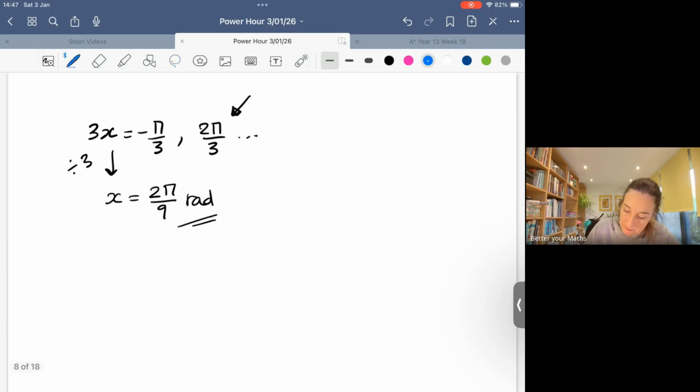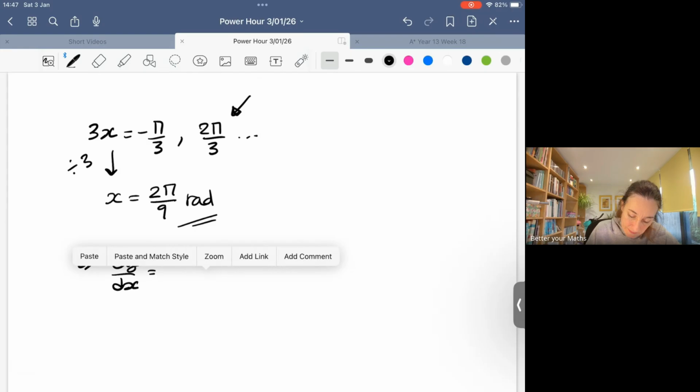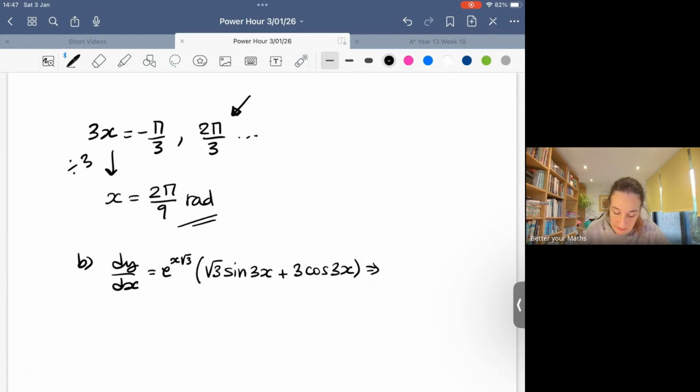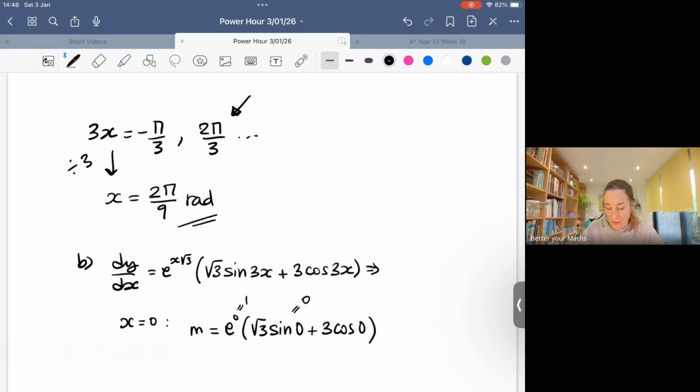So for part b, dy by dx is all this. And I want to find the gradient when x is 0. When x is 0, I have e to the power of 0 multiplied by root 3 sine 0 plus 3 cos 0. So this bit is 1, sine 0 is 0, cos 0 is 1. So what do I have? 3. Yeah, if you want, you can use a calculator for these things.